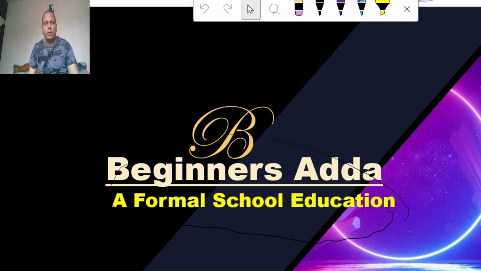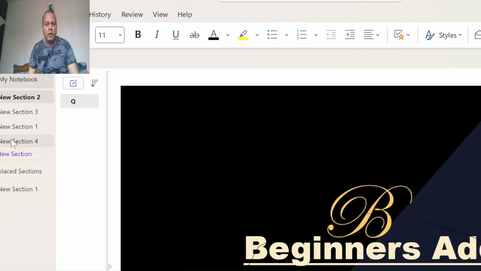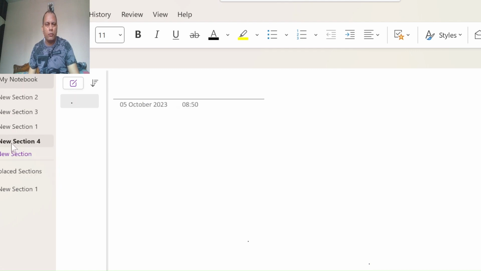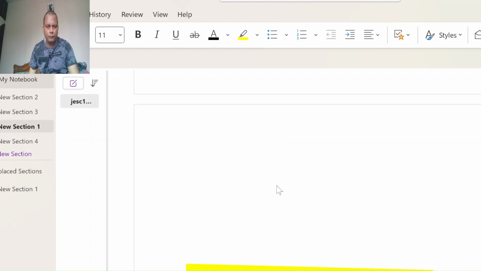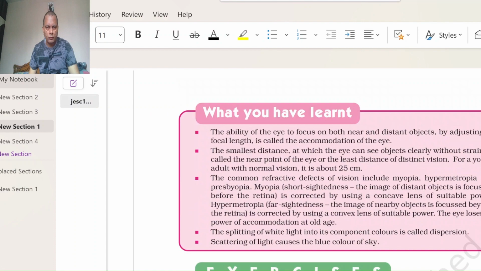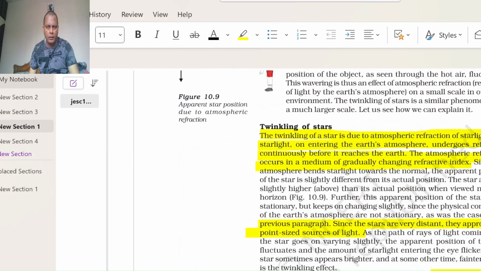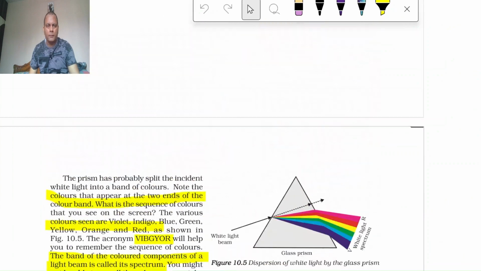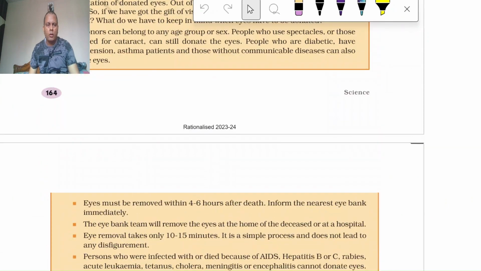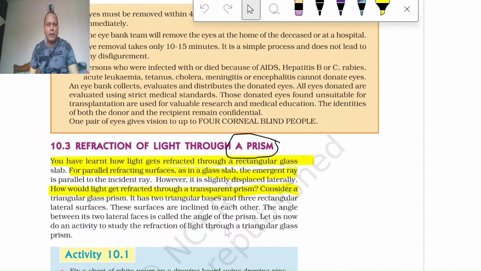So now coming to the phenomena of light, let's go to the particular topic. The topic is refraction of light through a prism. So we'll discuss about the refraction of light through a prism.